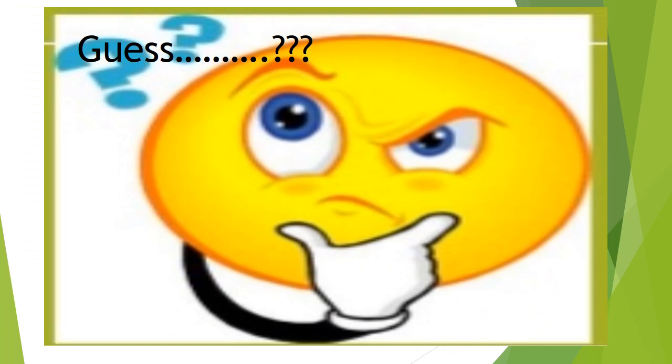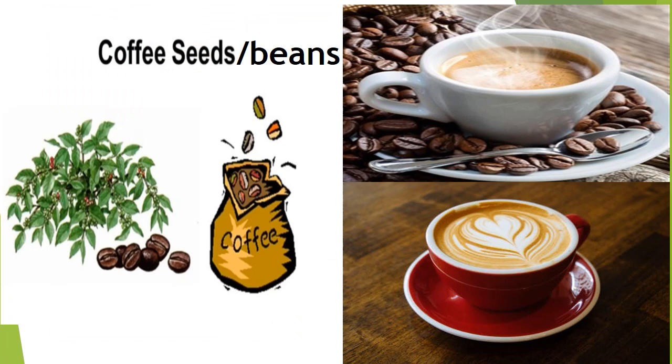Can you guess, children, what is next? Guess it, which seed is next? And I think your parents love it. I think you also love it. Think about it. Okay, I will tell you. It's coffee beans. Okay, where does coffee come from? We get coffee beans from coffee plant. It is a seed of a coffee plant, okay?